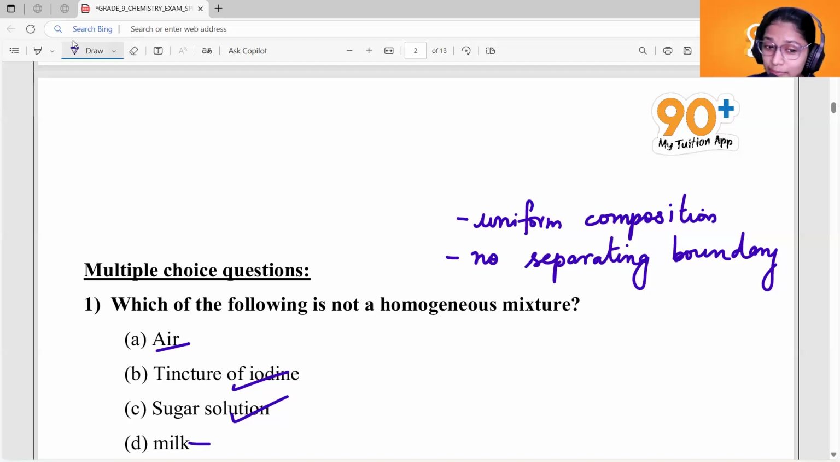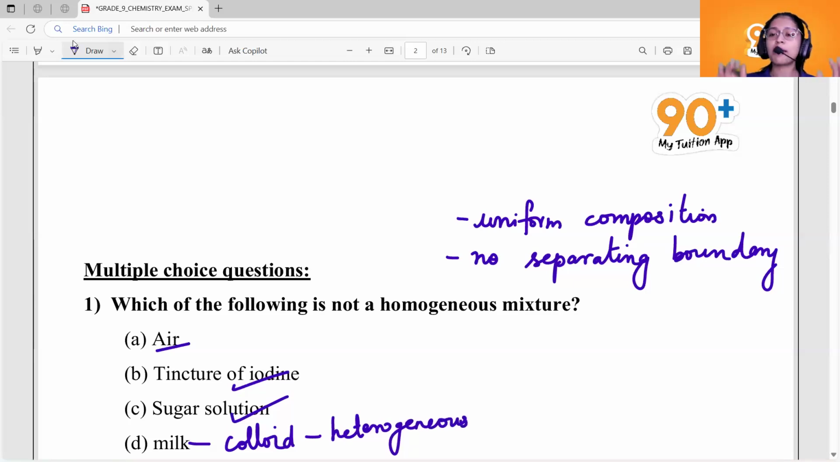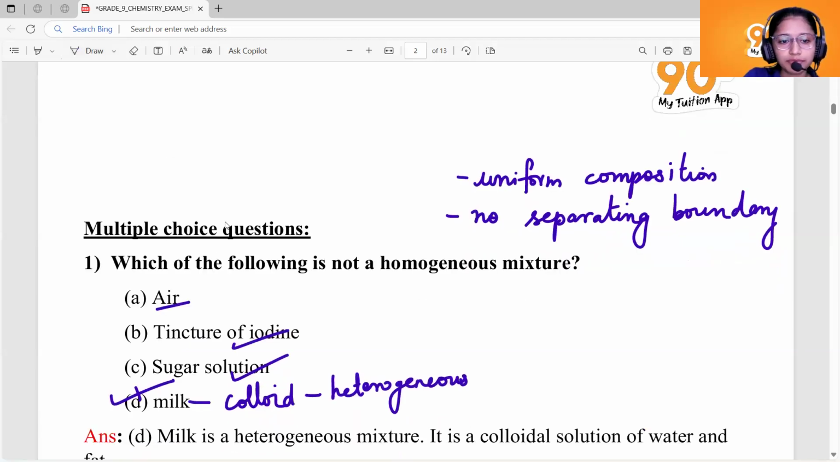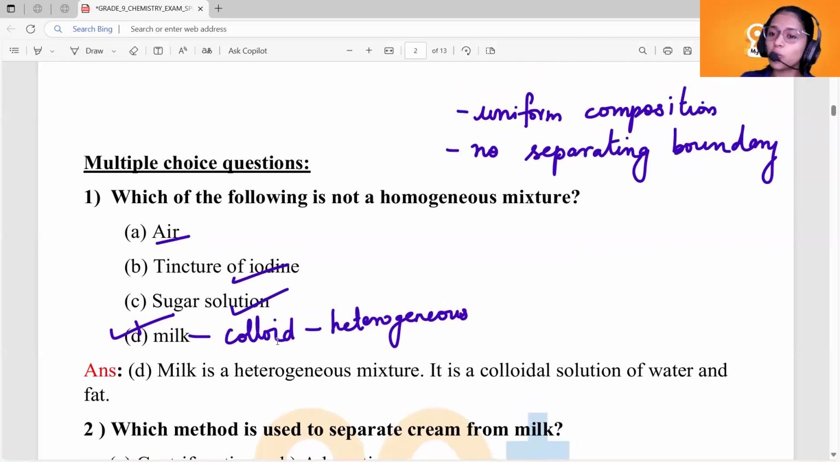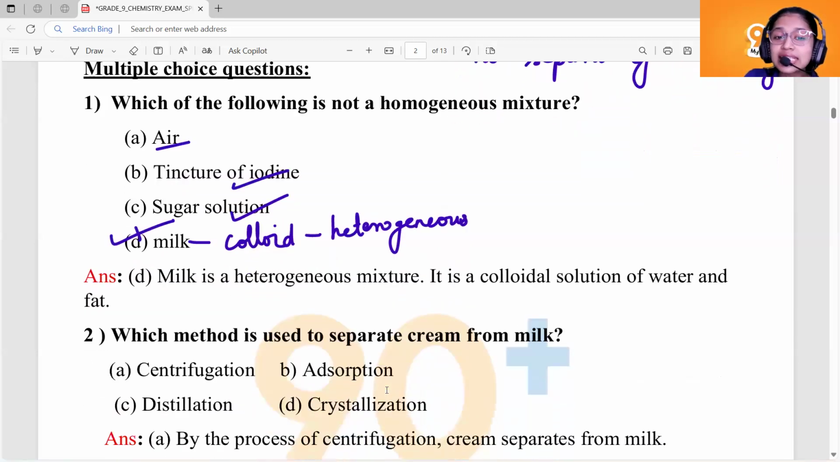No. We know that milk is a colloid. And what is the speciality of a colloid? A colloid is a heterogeneous mixture that appears homogeneous. So in reality, when you go to the molecular level, milk is nothing but a heterogeneous mixture. So the answer to your question is option D, milk. Milk is a heterogeneous mixture. It is a colloidal solution of water and fat. Okay, fine. So now we'll move on to the second question.